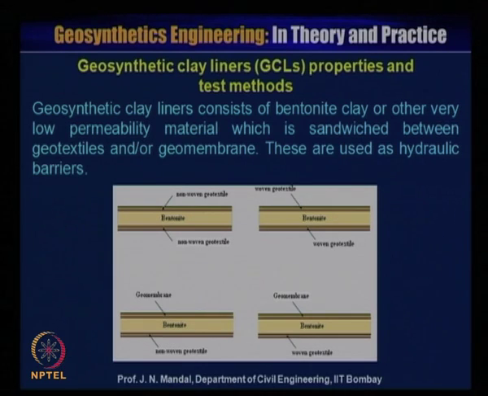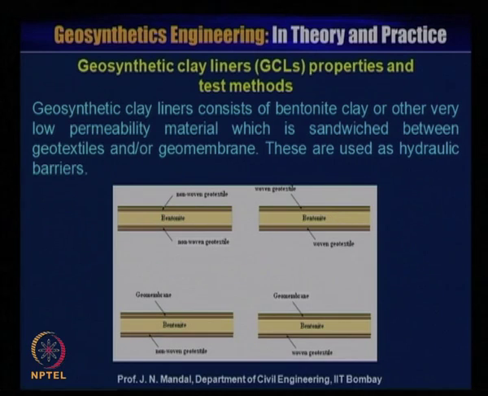Now, we will discuss the geosynthetic clay liner, that is GCL, properties and test methods. A geosynthetic clay liner consists of bentonite clay or other very low permeability material which is sandwiched between geotextile and/or geomembrane. These are used as a hydraulic barrier.